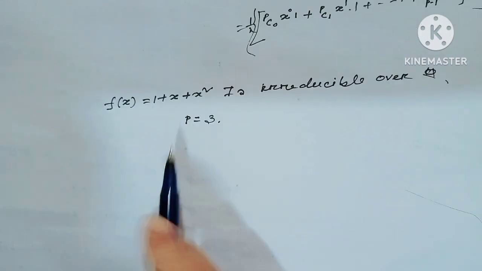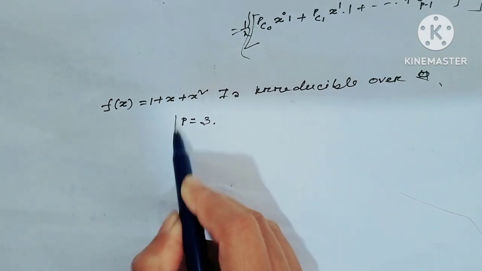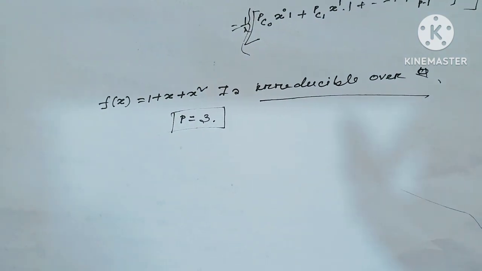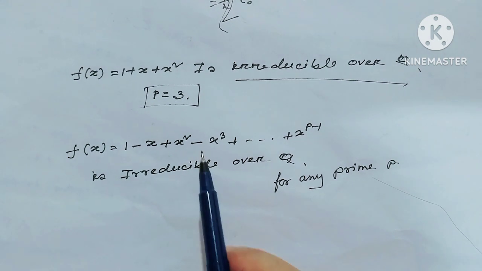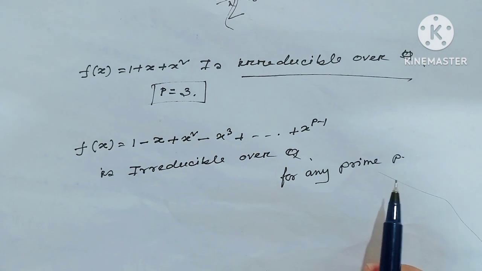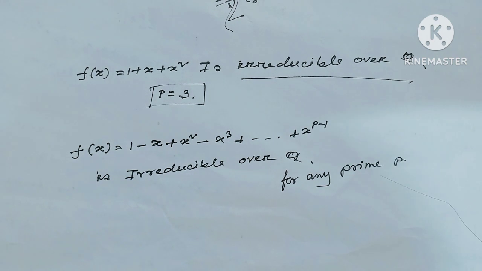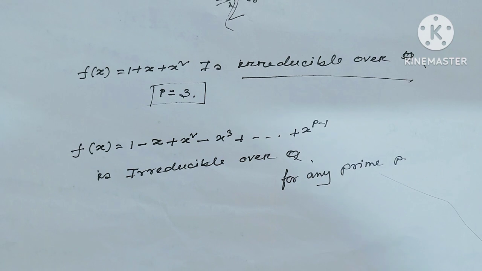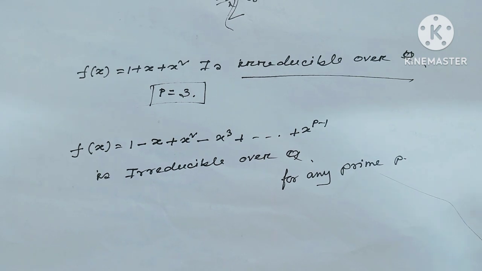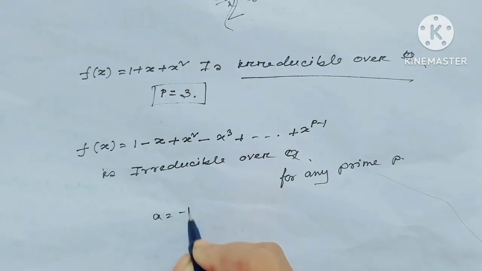Now, as an example, consider f(x) equal to 1 plus x plus x squared. Obviously this is the cyclotomic polynomial for p equal to 3, and since p is a prime number, this is irreducible over Q. Now f(x) equal to 1 minus x plus x squared minus x cubed up to x to the power p minus 1. Obviously for any prime p, this is also irreducible over Q. Why is this irreducible over Q for any prime p? We have seen the result for f(ax): if f(ax) is irreducible over the field, then f(x) is irreducible. Consider a equal to minus 1.